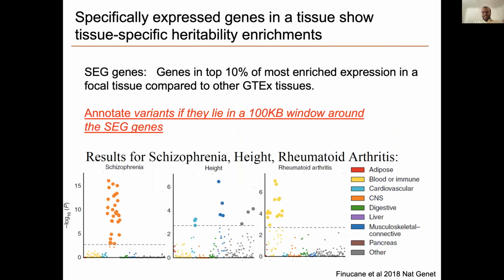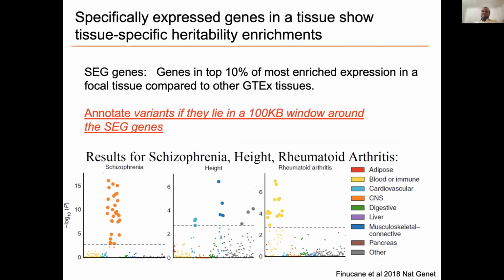One other direction was taken by Hilary Finucane in her 2018 paper, which was to look at the genes that are specifically expressed or enriched in expression in a particular GTEx tissue compared to the other tissues. And she called these genes the SEG genes, or specifically expressed genes. She generated a functional annotation based on all the variants in a 100 kb window around these SEG genes, and then analyzed those functional annotations for different traits. And what she found was a high specificity of some of these traits for related tissue SEG genes.